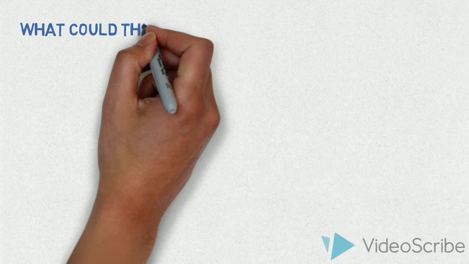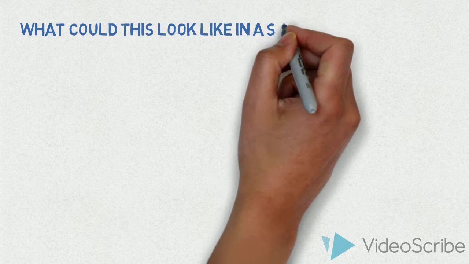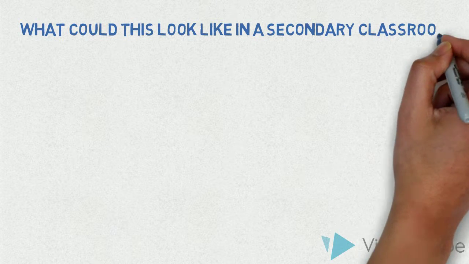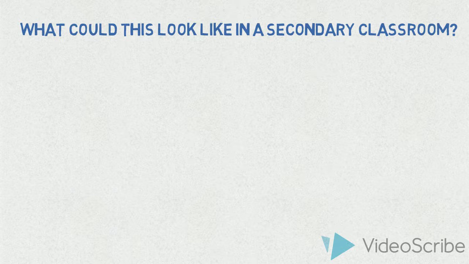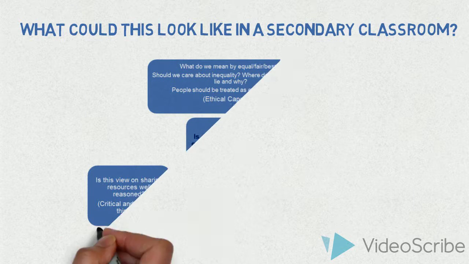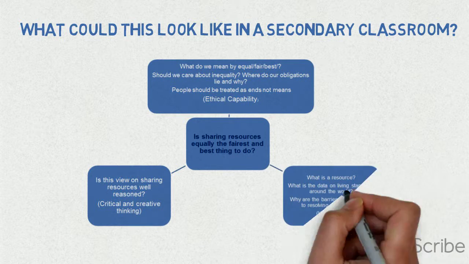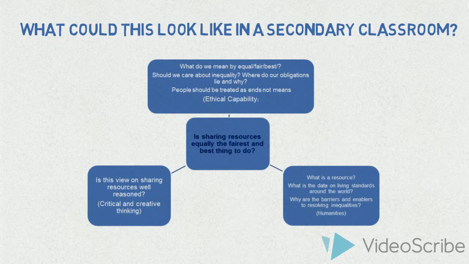Here is an example of what this could look like in a secondary classroom setting. Similar to the primary example, this highlights the idea of using a learning area to engage students in the ethical and critical and creative thinking curriculums.